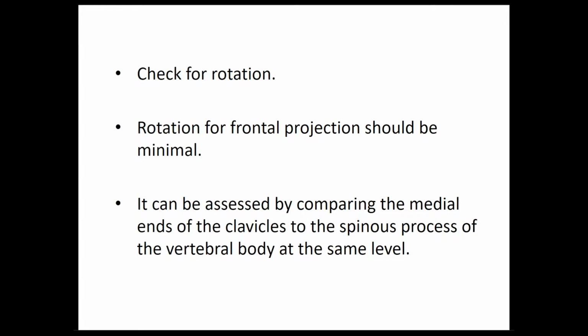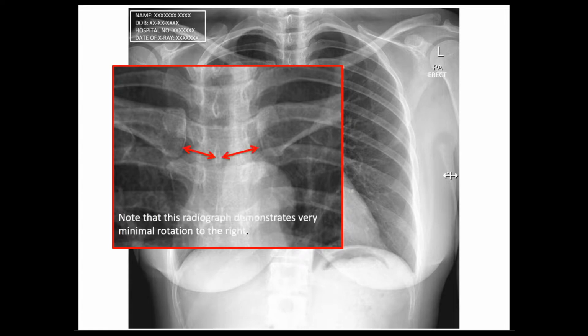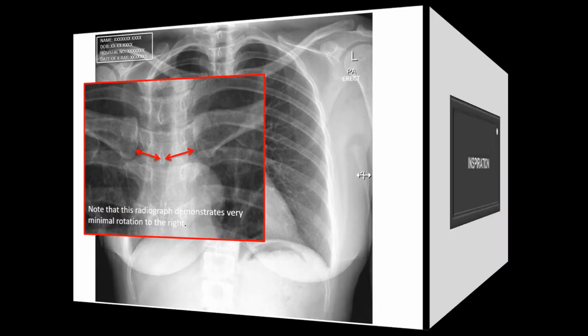Firstly, check for rotation. Rotation for frontal projection should be minimal. It can be assessed by comparing the medial ends of the clavicles to the spinous process of the vertebral body at the same level. For example, the patient of this radiograph doesn't show any significant rotation.